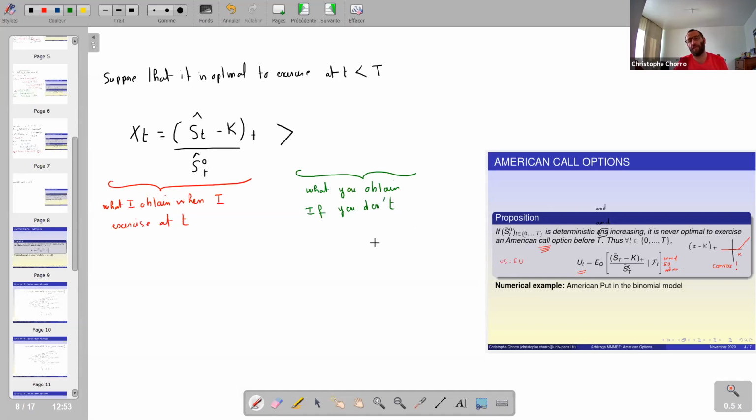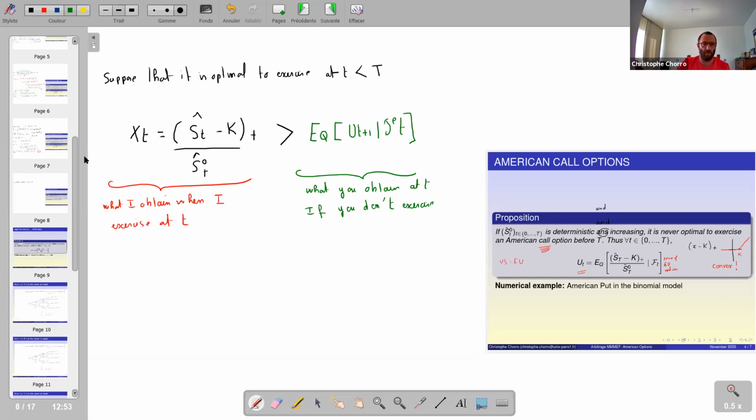But I know what I obtain, okay? So what you obtain here, at small t, if you don't exercise. If I don't exercise at time small t, it means that I will have, one period later, the price of this option at t plus 1. So the price of such a product is the expectation under Q of u t plus 1 given ft.